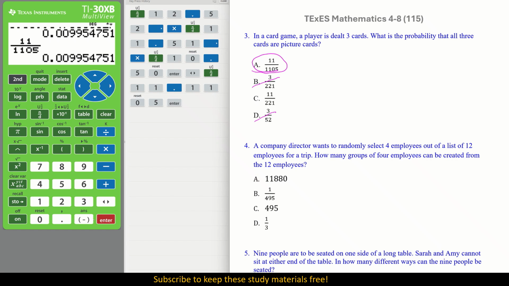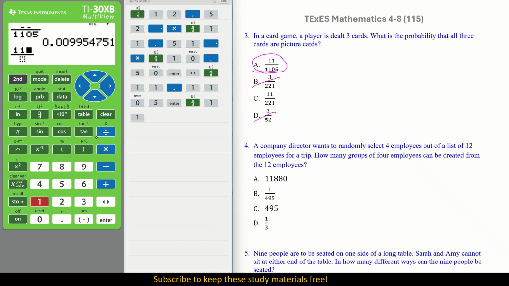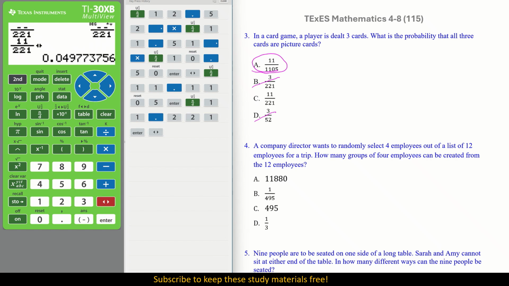Okay, and obviously C isn't an option either. So put that in, 11 over 221, and we're gonna have to toggle. Absolutely not, it's too large. Okay, let's look at number 4.